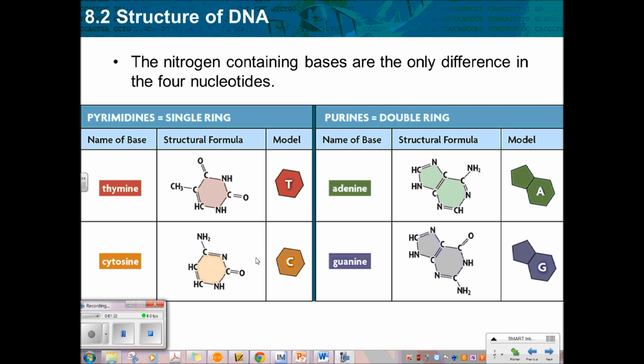T always bonds to A. It's how they fit together. You can see that these ones over here have 2 separate rings. The ones over here have single rings. And a single ring fits with a double ring. And they only pair up a certain way. That's very important that you guys realize that.